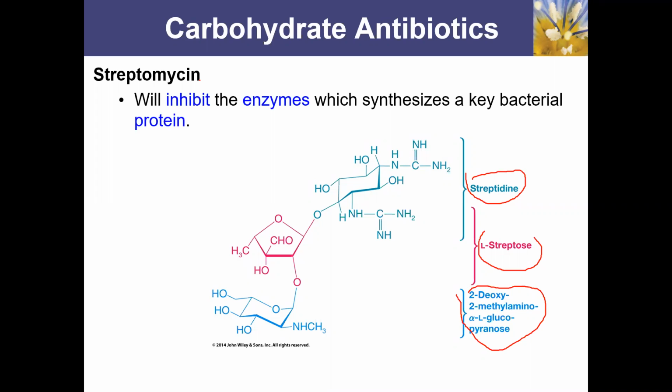Simply, you have to remember that it is a carbohydrate antibiotic, and that it has these three derivatives, these three things present in it. That's all you need to know about this slide, right? This is a cyclohexane derivative, okay? This is a monosaccharide, as you can see here, okay? And then this is an amino sugar. All this is an amino sugar present here, okay?